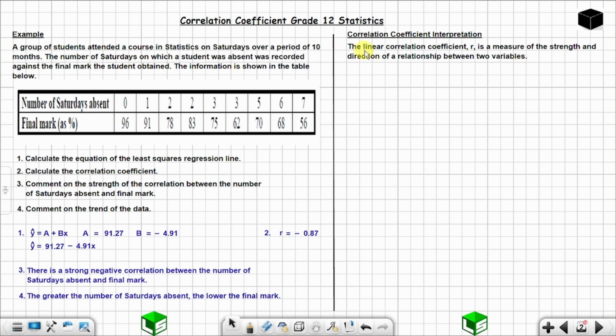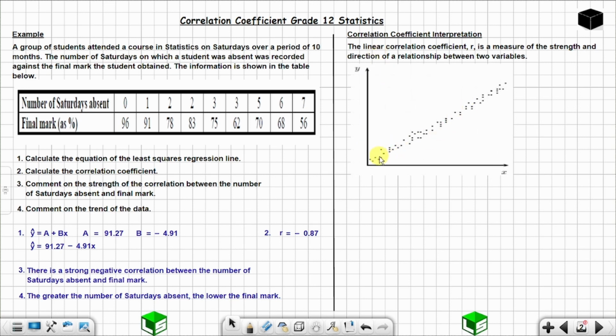So we call it linear because the relationship is measured using a straight line. Let's say you are given this scatter plot. How can you interpret the correlation coefficient? You are going to try to draw a straight line following this pattern, like this.